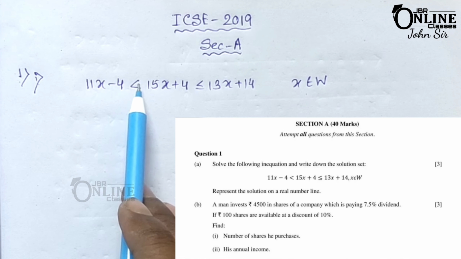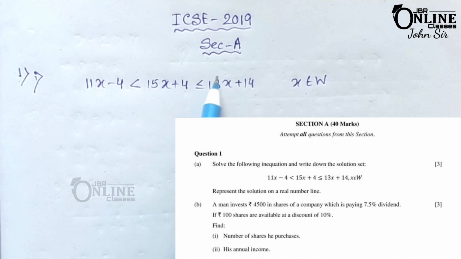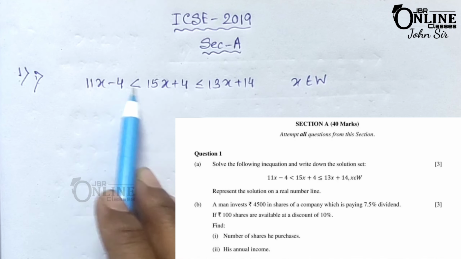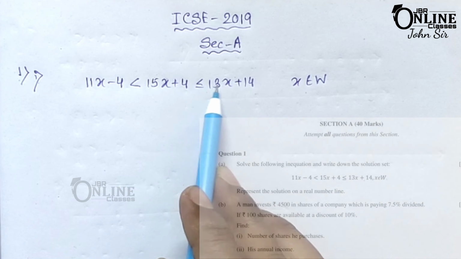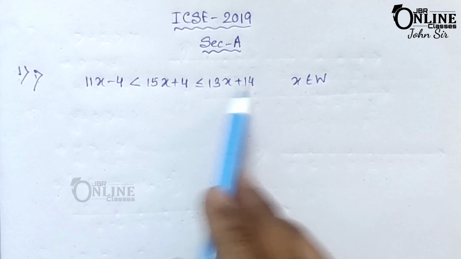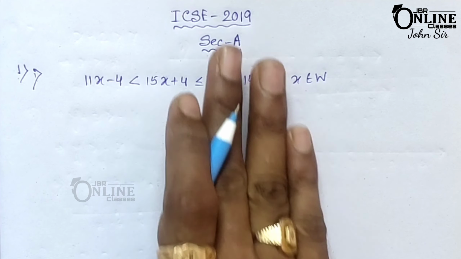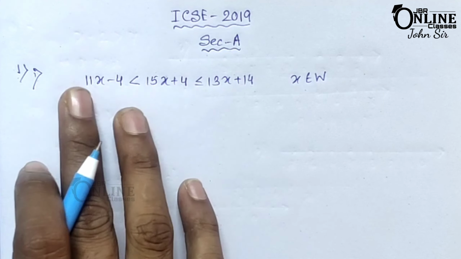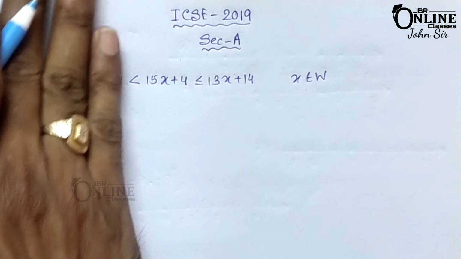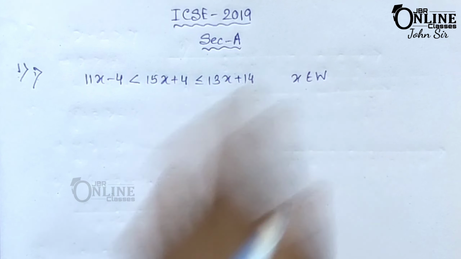Solve the following inequation and write down the solution set. So here 11x minus 4 less than 15x plus 4 less than or equal to 13x plus 14. That is the given inequation. So first you have to cover this portion, then you will get the equation, and then you cover that portion, then you will get the another equation.